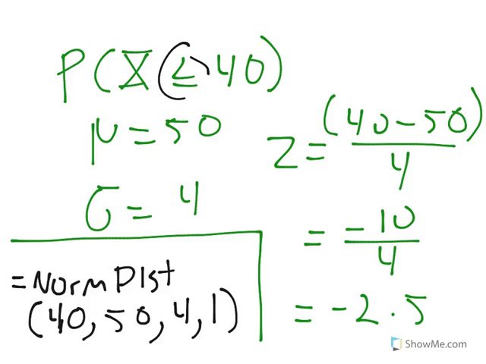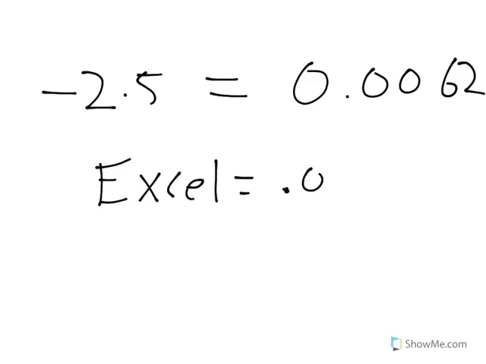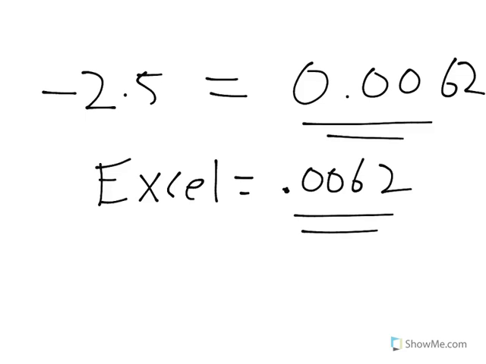Right? So, because I'm drawing this on my iPad, I can't bring up a z-score table. But if we bring up the z-score table, negative 2.5 equals 0.0062. And if I type in the code into Excel, this is something you can do along with me while you watch the video, and I type in 40, 50, 4, 1. I get the same value, 0.0062.